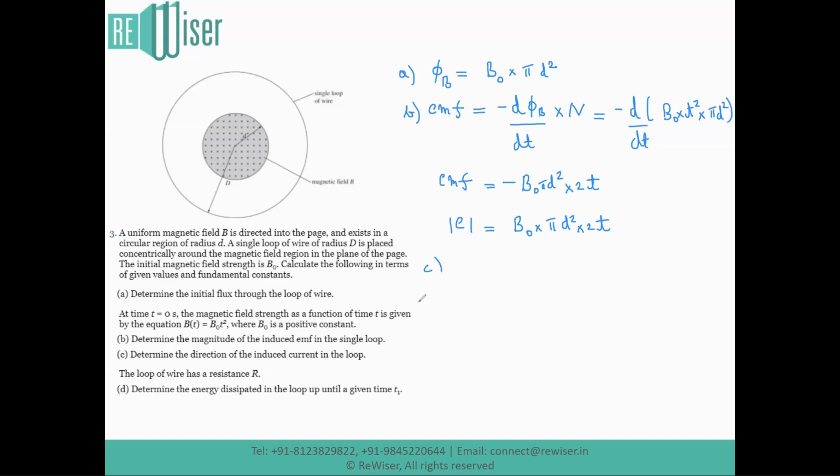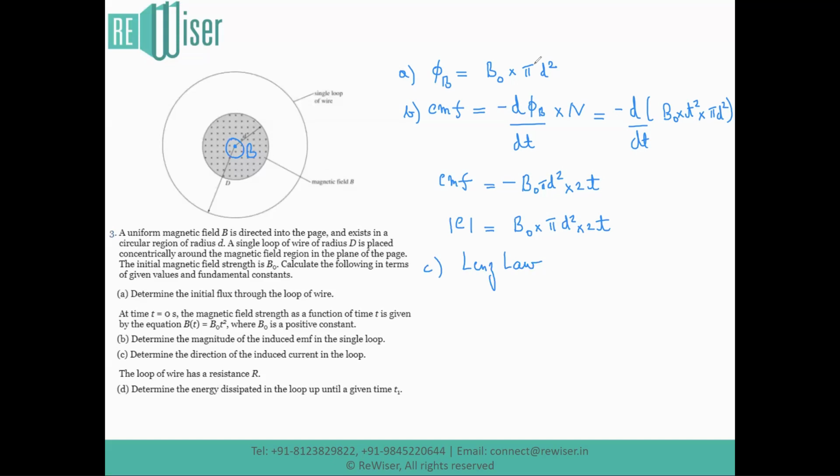Moving ahead, let's answer part C. Determine the direction of the induced current in the loop. Here, the magnetic field strength B that is produced is assumed to be into the plane of paper. We understand a concept known as Lenz's law, which tells us that the induced EMF due to the changing magnetic field is such that the induced current will produce its own magnetic field that opposes the changing magnetic field which is causing it.